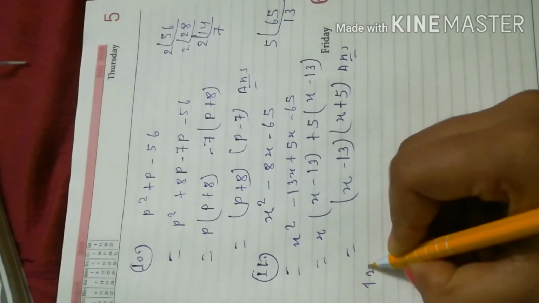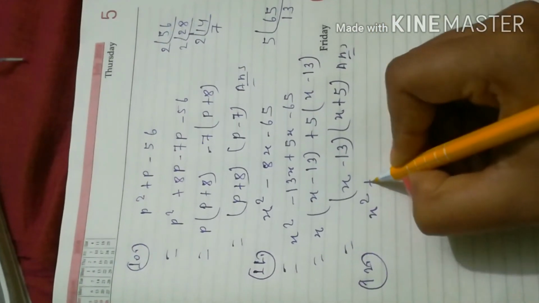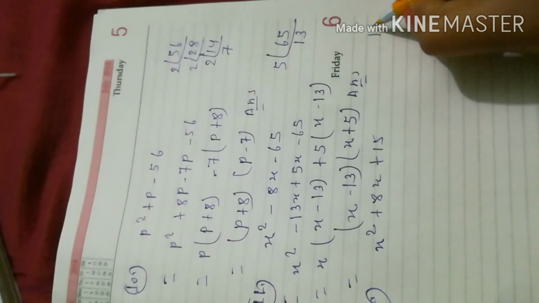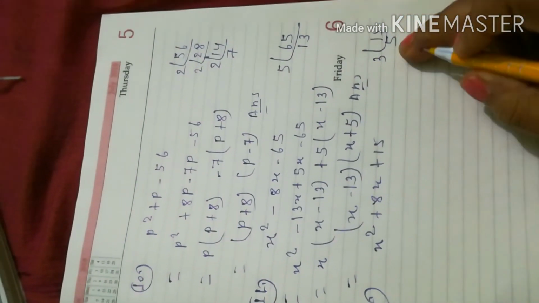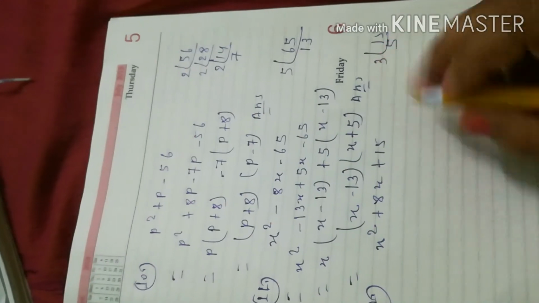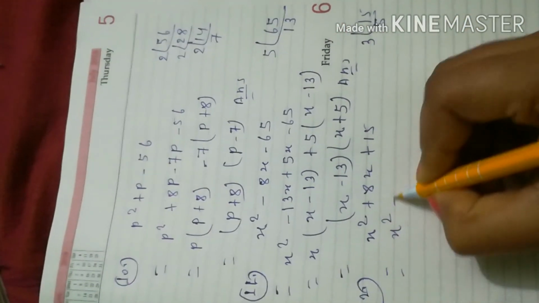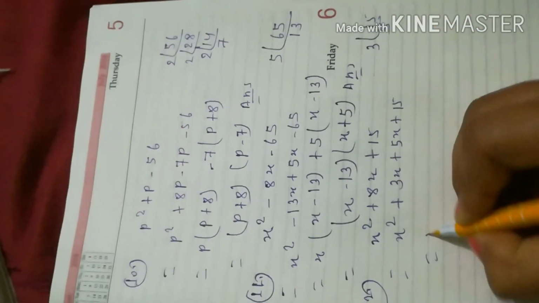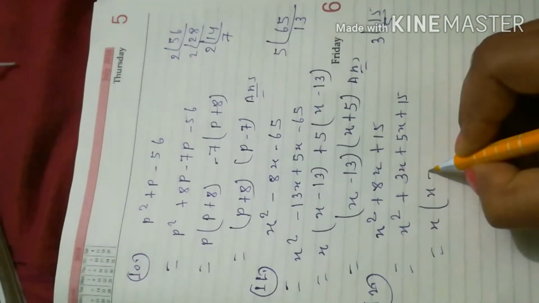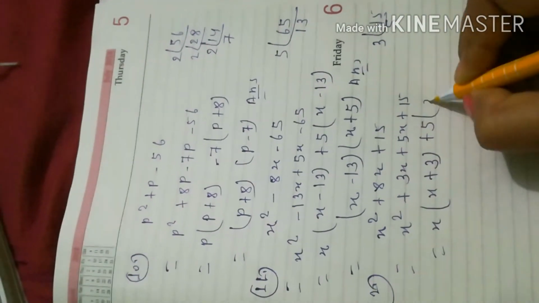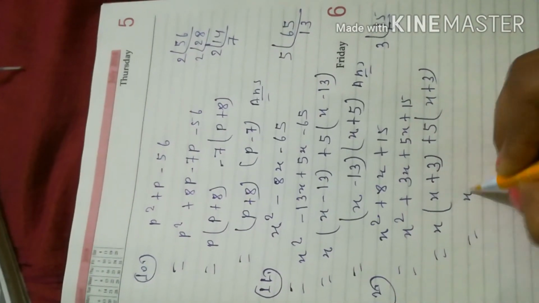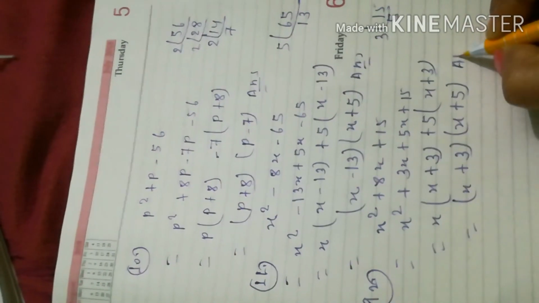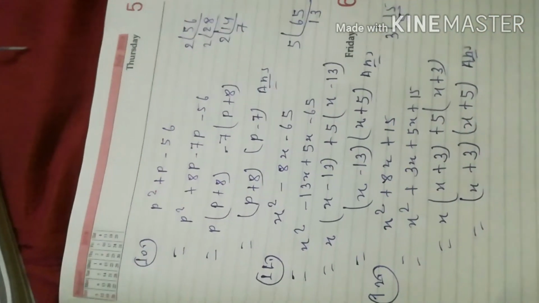Now we will do question number 12. x square plus 8x plus 15. Now we will factorize 15. 3 5s are 15, and 3 plus 5 equals 8. So we can write x square plus 3x plus 5x plus 15. Now we can take x as common. x plus 3, 5 (x plus 3). (x plus 3) into (x plus 5). In this way we have completed question number 12 also.